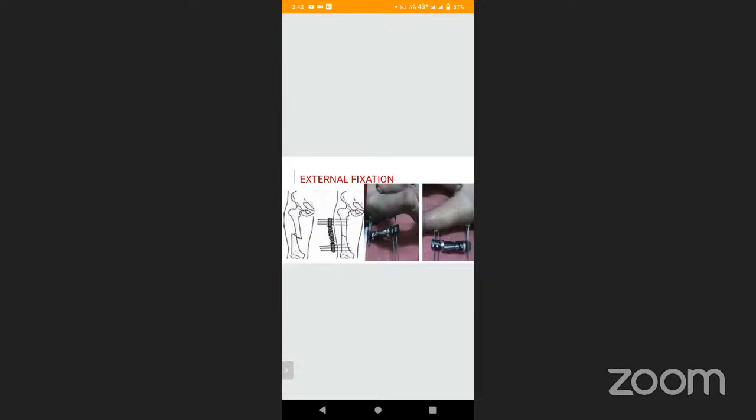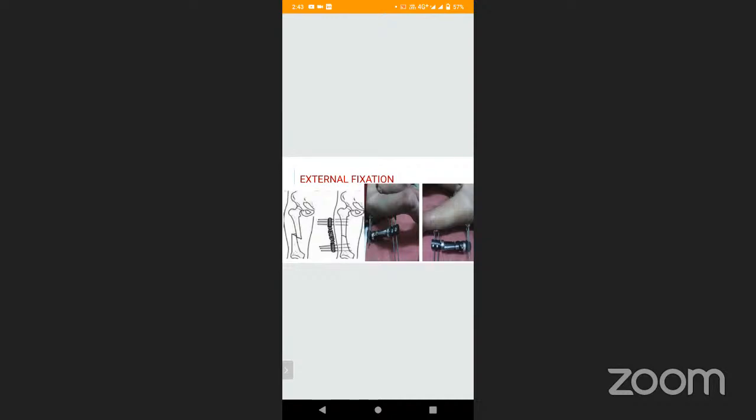An Ilizarov fixator is also a type of external fixator. It is called a ring fixator. So we can give either an Ilizarov fixator or a rail fixator like this. Okay, so why are we giving external fixation in case of open fractures?